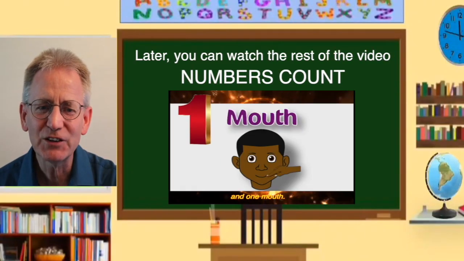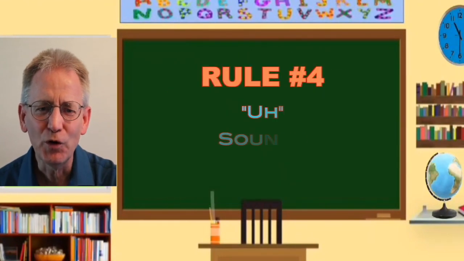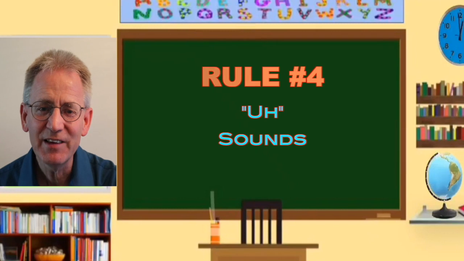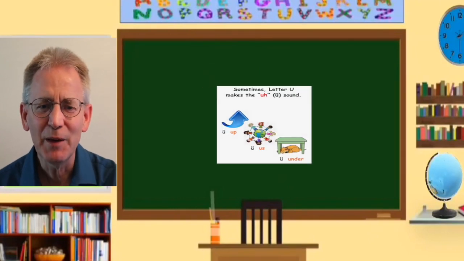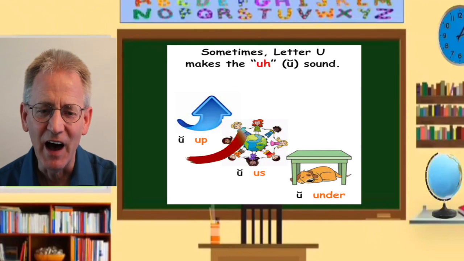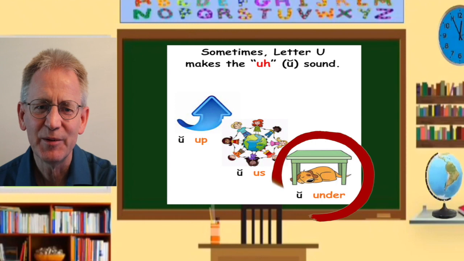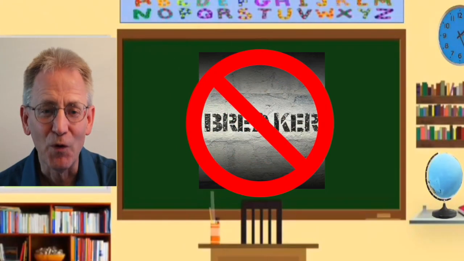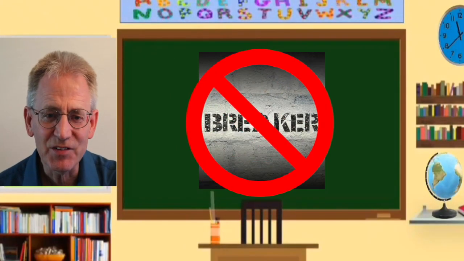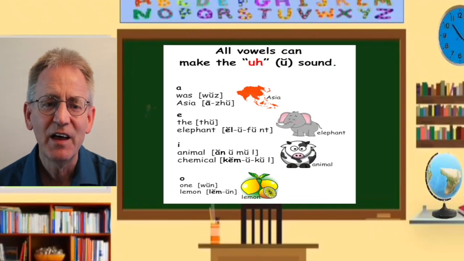Later, you can watch the rest of this video. Rule number four, the uh sound. Sometimes letter U makes the uh sound. A, up, us, under. Breaker number four, more uh. All vowels can make the uh sound.